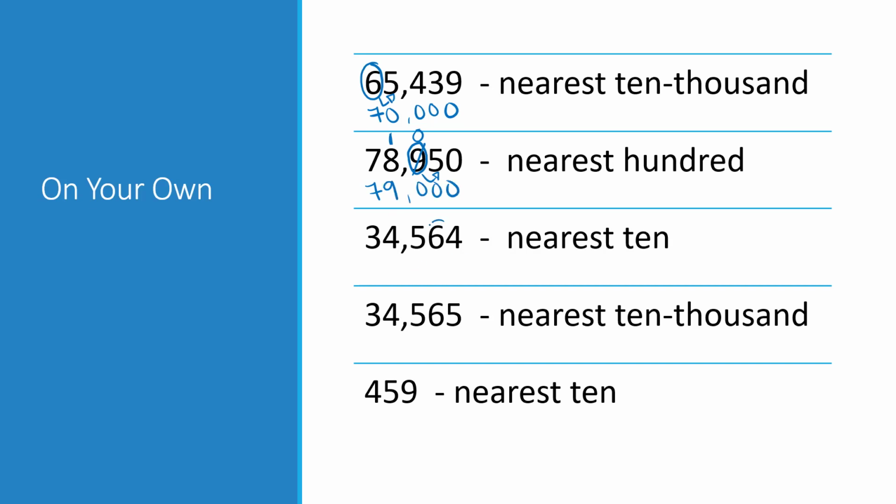Round to the nearest 10. So here's the tens place. There's a number less than 5 behind it. So what I'm going to do is keep that 6 the same, and I'm going to change this to a 0.